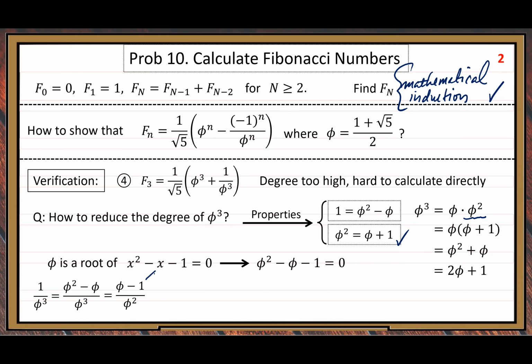But we notice there is 1. 1 appears in a numerator. When you see 1, you can connect to the first property: 1 equals phi squared minus phi. So we apply the first property another time. After simplification, we have this 2 phi minus phi squared.